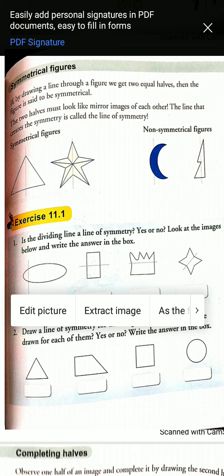You see this one? This is a zigzag line. If we draw a line here, is this a symmetrical figure? No, this is not a symmetrical figure. A symmetrical figure means whenever we have two parts, you draw the line, then both parts look the same, like here.